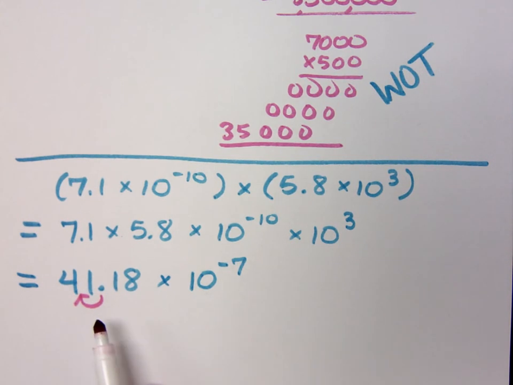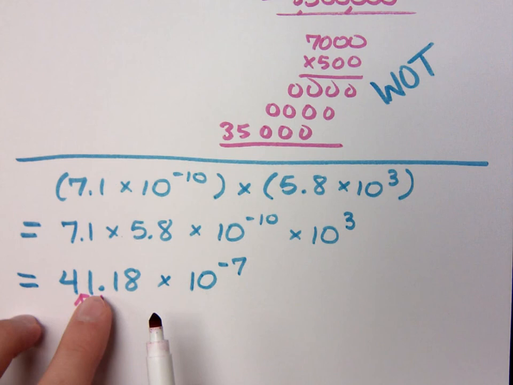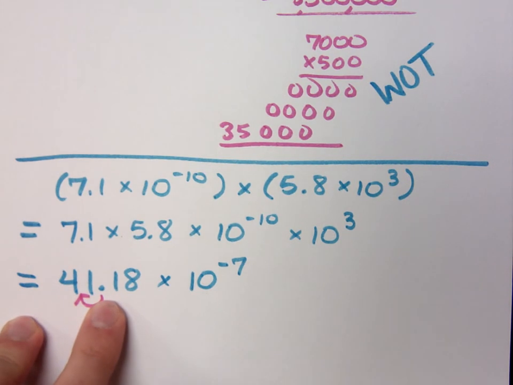Now, the question is, why am I changing this? Because this 41.18 is not in scientific notation. I need a decimal between 1 and 10. Now, the analogy that works for me in my mind is this. When I have 41.18, that number is too large for scientific notation, right? Just like sometimes you have too much money in your wallet. You know what that's like? Just pretend you have too much money in your wallet.